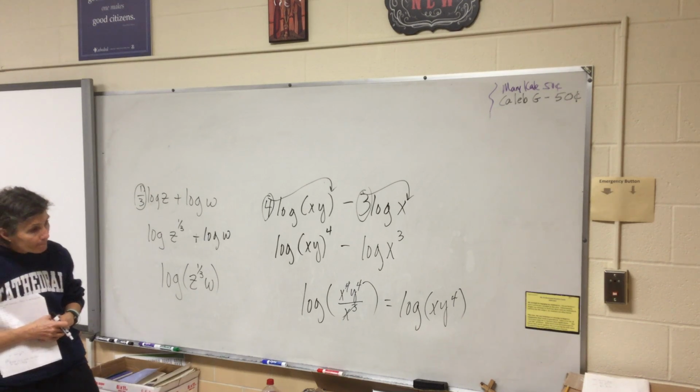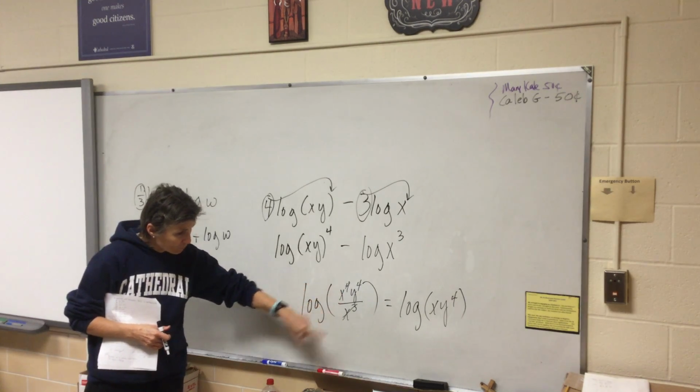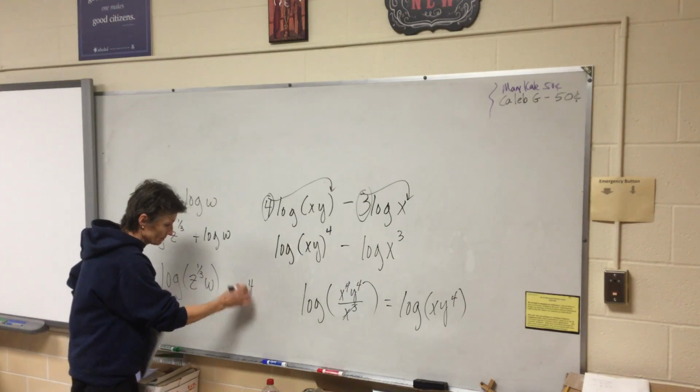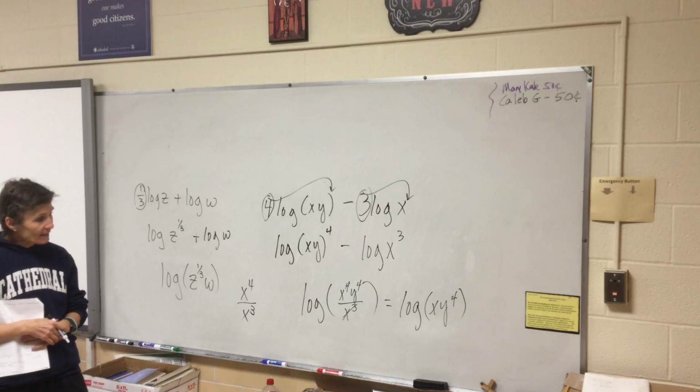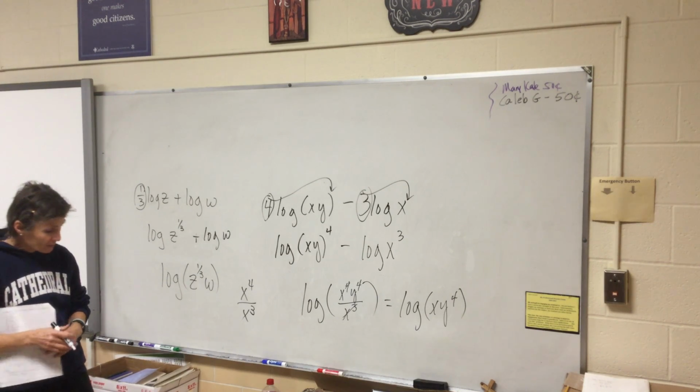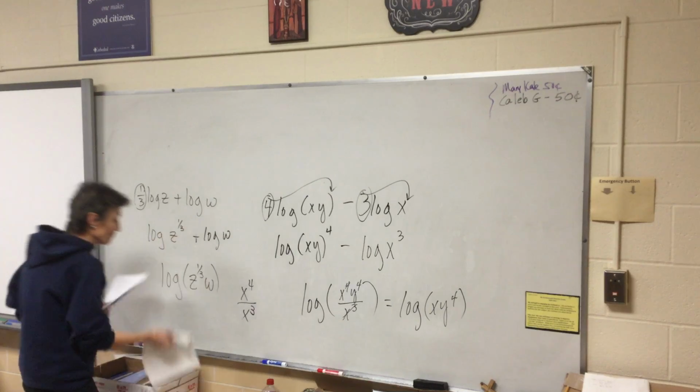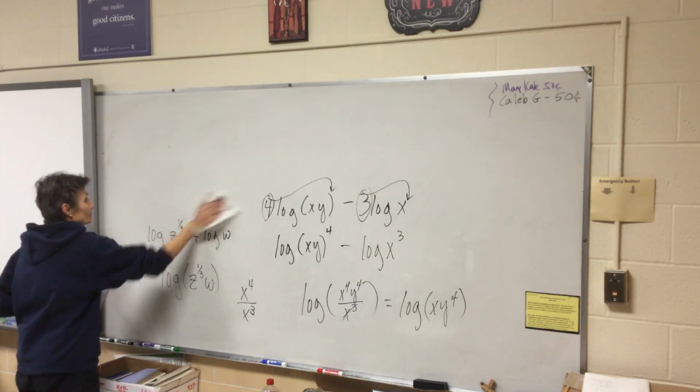Wait, why does that cancel out? Because you have x to the fourth over x cubed. Oh, okay. We haven't had that yet, but we got to reduce our fractions. Anytime that we can, we reduce.